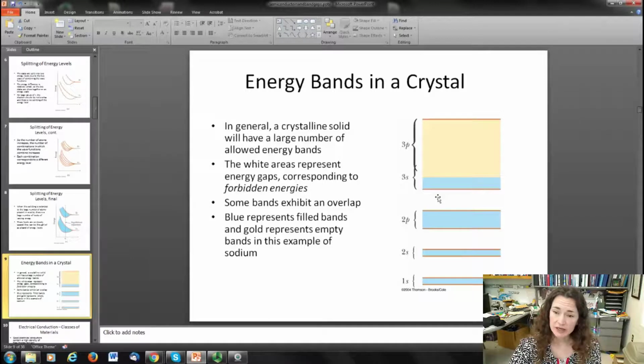Now, in between the allowed energy bands, there are these gaps, which are shown here in white. And those correspond to energies that the electrons can't occupy, or forbidden energies. And then gold here represents empty bands. For example, if this was sodium, then you would see that the 3p state is not occupied.